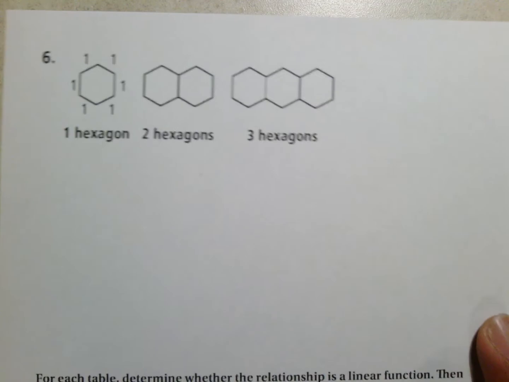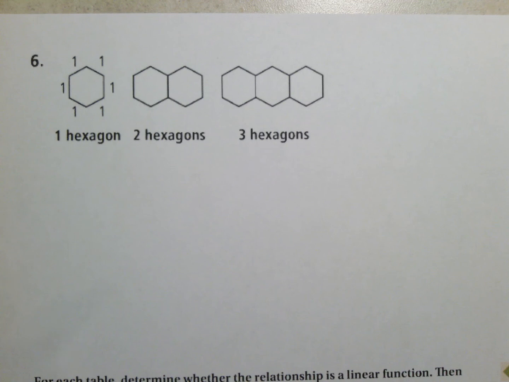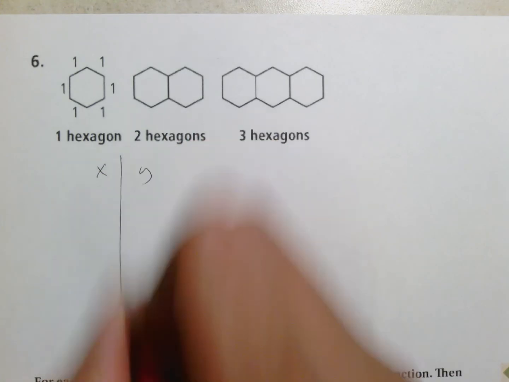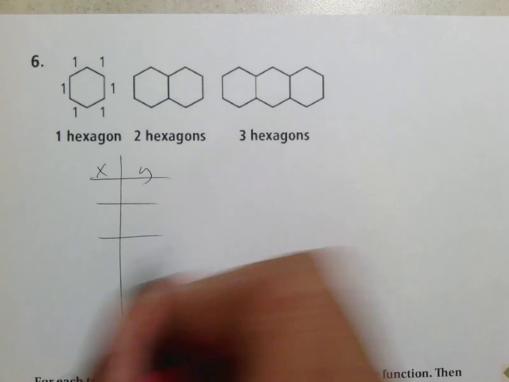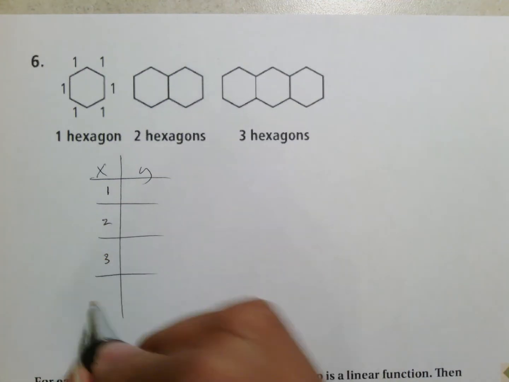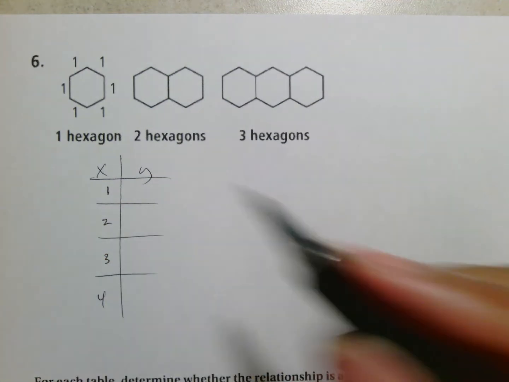Another problem you're going to see today has different shapes, hexagons, squares, pentagons, anything like that, and they pretty much want you to make your pattern. So the best thing you can do is kind of start your pattern. You have 1 hexagon, 2 hexagons, 3 hexagons. We won't go 4, but that should be good enough.